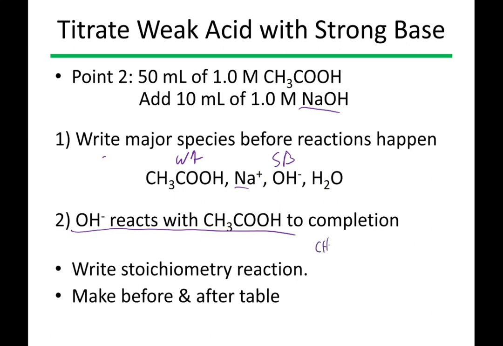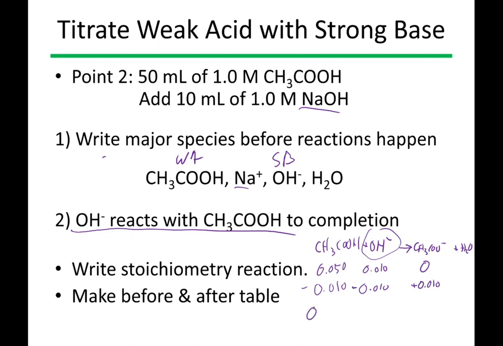So here we have our acid reacting with the base to give us the conjugate base plus water. Remember, we have to convert these to moles, so 50 milliliters times 1 molar is going to give us 0.050 moles to start with, and for the base, 0.010 moles. And we don't have any of the conjugate weak base to begin with. OH minus is going to be the limiting reagent in this case, so we'll subtract 0.010 moles from each, and add that to the products.